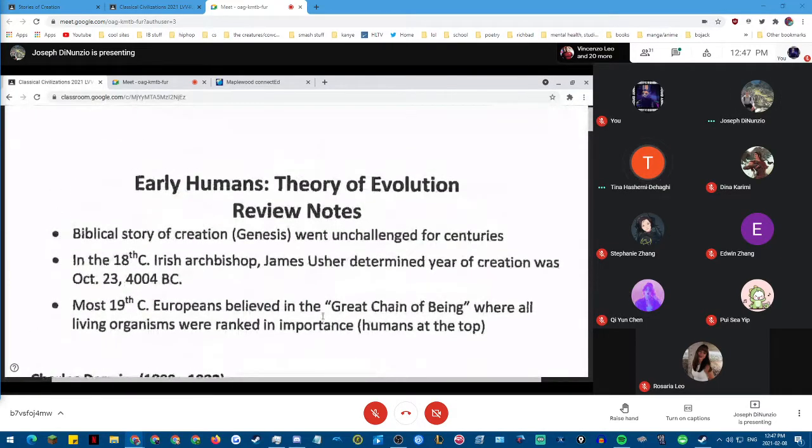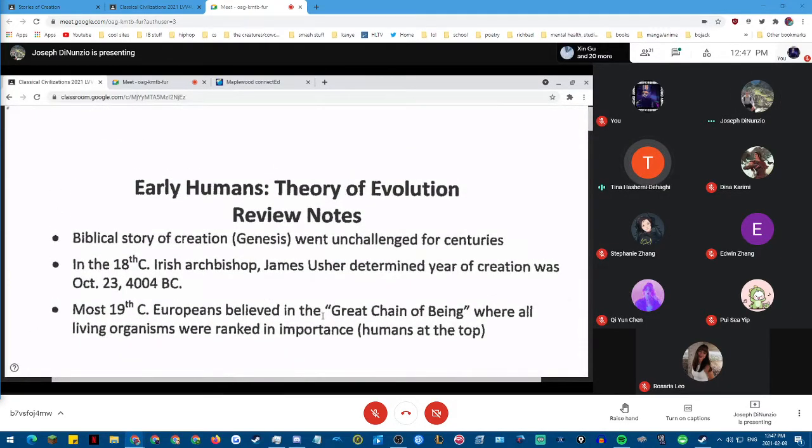Sure. Early Humans, Theory of Evolution Review Notes. Biblical story of creation, Genesis, went unchallenged for centuries. In the 18th century, Irish Archbishop James Ussher determined year of creation was October 23rd, 4004 BC. Most 19th century Europeans believed in the great chain of being, where all living organisms were ranked in importance. Humans were at the top.